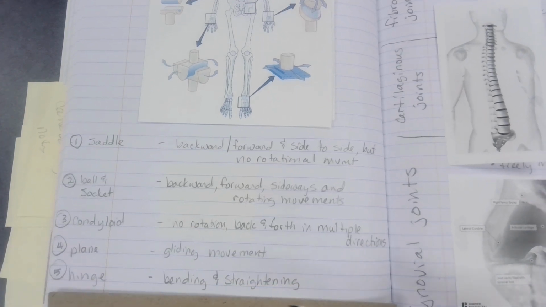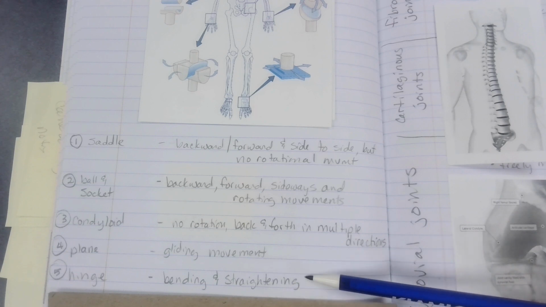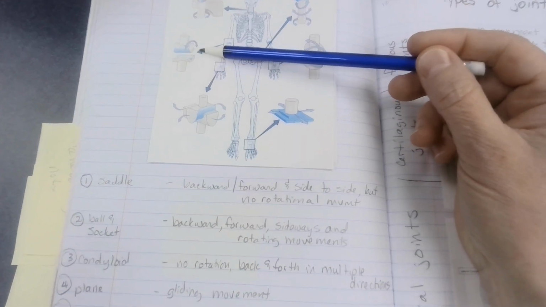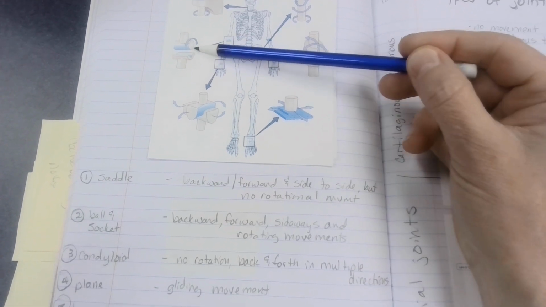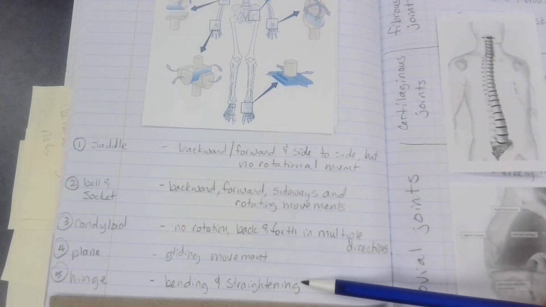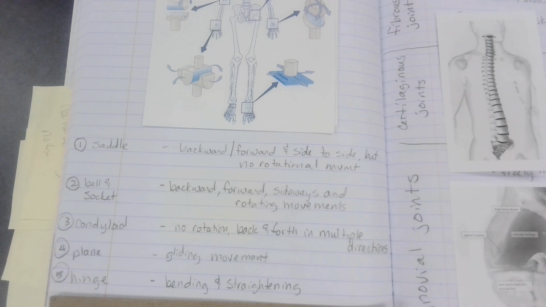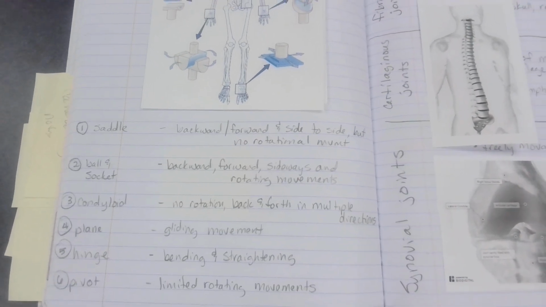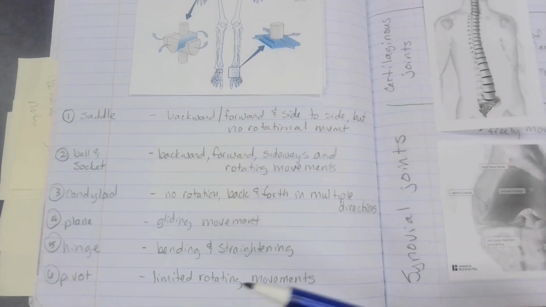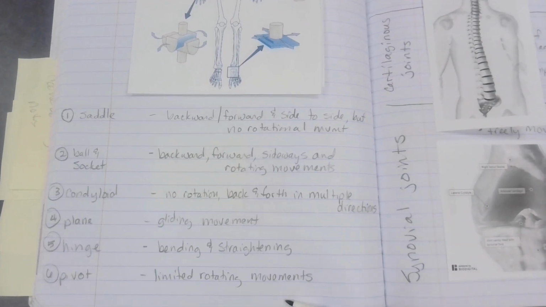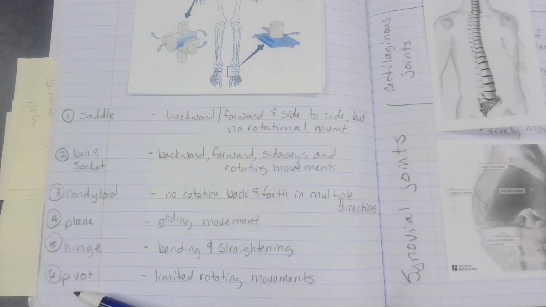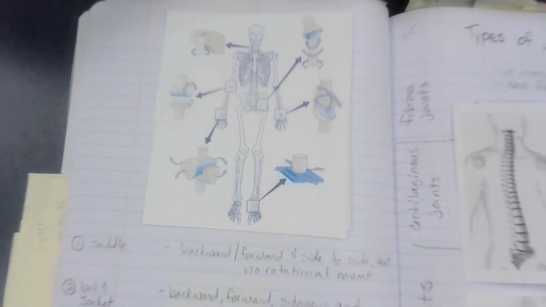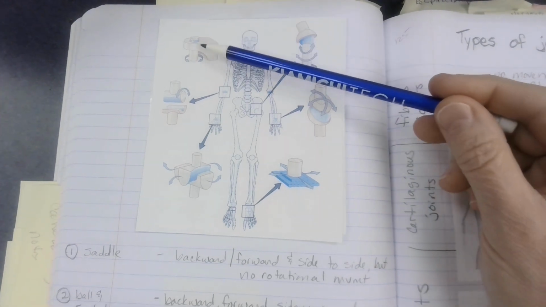The hinge joint has bending and straightening movement. The hinge joint, so this is number 5 right here. This is our hinge joint. It has bending and straightening movement. And number 6, we have our pivot joint. The pivot joint has limited rotating movements. So our pivot joint would be this one right here.